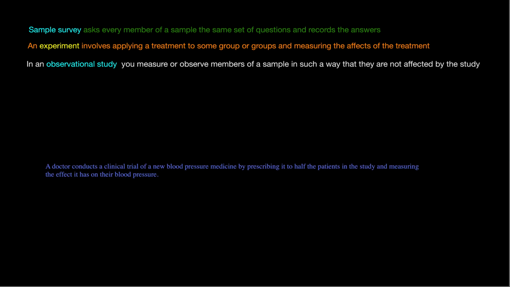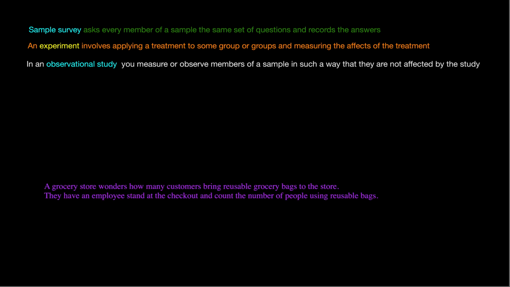Second scenario, a doctor conducts a clinical trial of a new blood pressure medicine by prescribing it to half the patients in the study and measuring the effects it has on their blood pressure. Well, I've used this already as an example where we see a lot of pharmaceuticals taking a controlled group and taking the group that's being experimented on. And since this is an experimental group, this is the experiment, and we're seeing the outcomes of introducing a new variable into the environment.